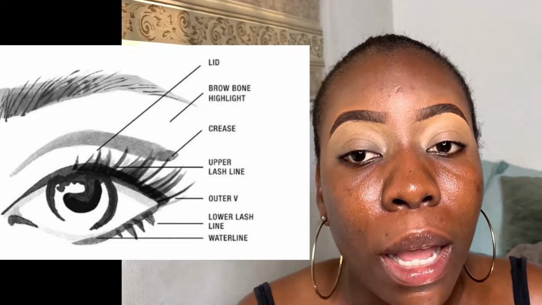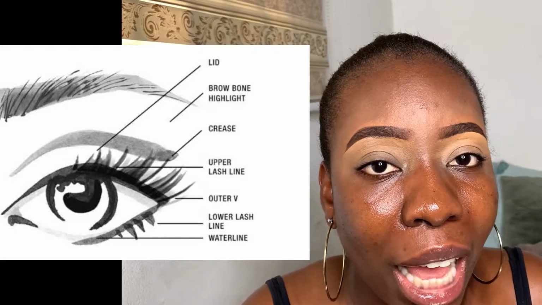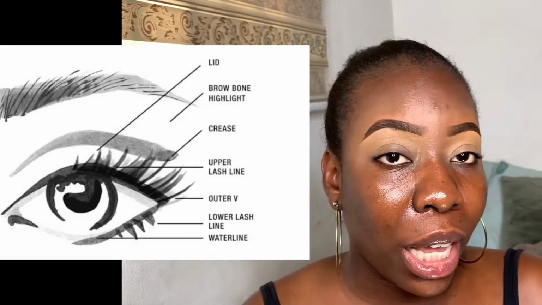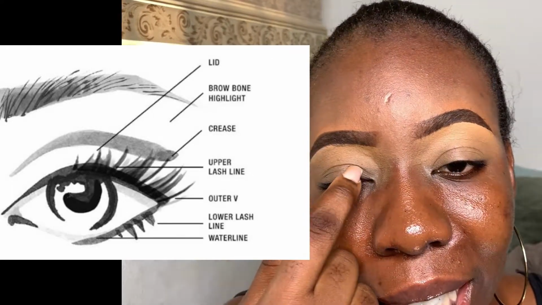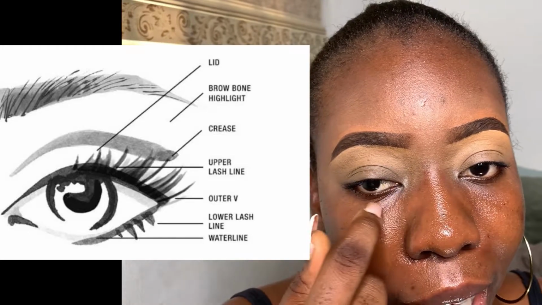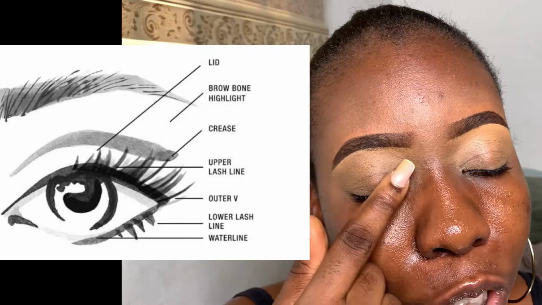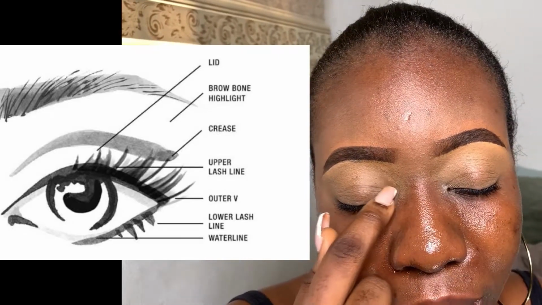Let me go again. The next step is to identify the inner corner of the eye, also called the tear dot, and the outer corner of the eye, called the outer V. Okay, so this is the inner corner of the eye. Let us put a V. This is the inner corner of the eye, or just place your hand here. This is also called the tear dot.